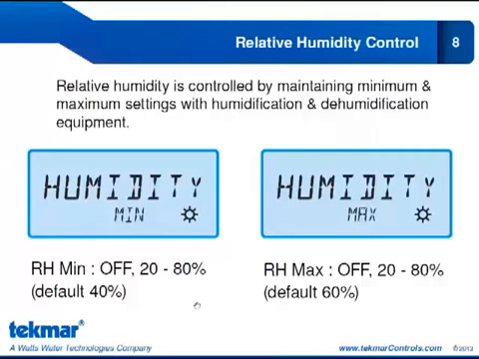And you can see our defaults in this thermostat match the optimum range that I showed you earlier. So our default minimum is 40%, our default maximum is 60%, but we do give you a range. So if you want to go outside of that optimum area, you can. Our minimum range can go from 20 to 80, as can our maximum range.